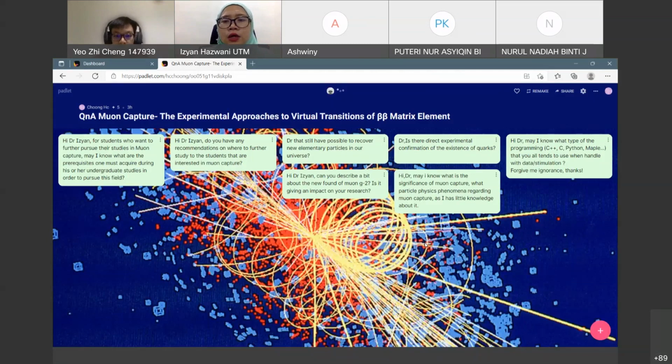So actually there are two experiments focusing on this, which are SINDRUM at TRIUMF, Canada, and another one is COMET, the coherent muon to electron transition. This one is in Tokai. Both experiments, SINDRUM has started its physics experiment, but COMET maybe will start somewhere next year or in the next 2 years.